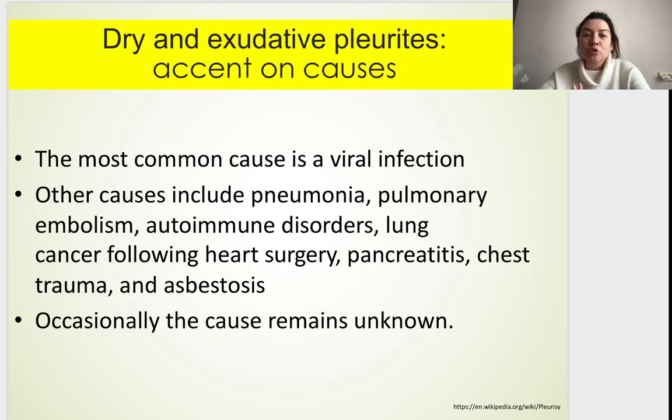Let's put an accent on causes. The most common cause is viral infection. The pleura is mostly affected by viral infection. Other causes include pneumonia, pulmonary embolism, autoimmune disorders, lung cancer, following heart surgery, pancreatitis, chest trauma, and asbestosis. Occasionally, the cause remains unknown.